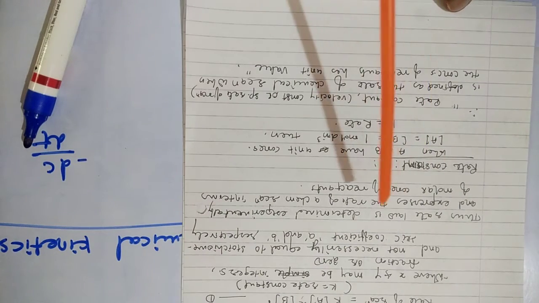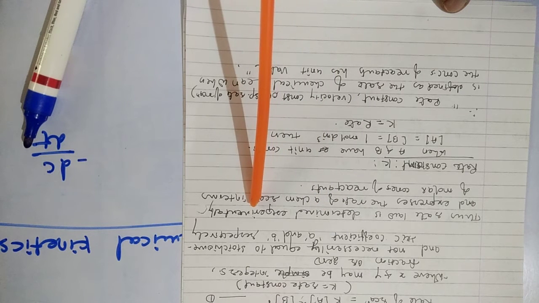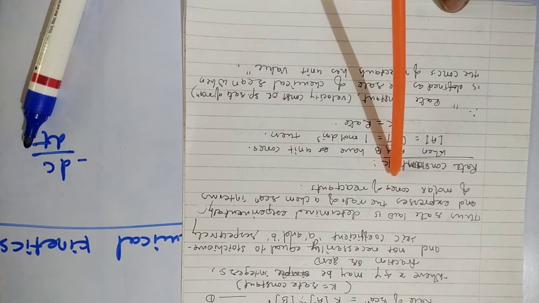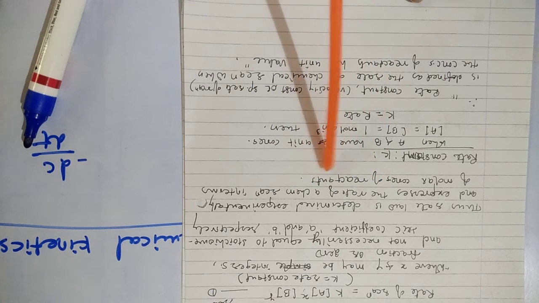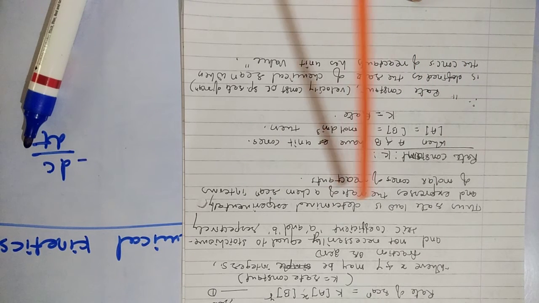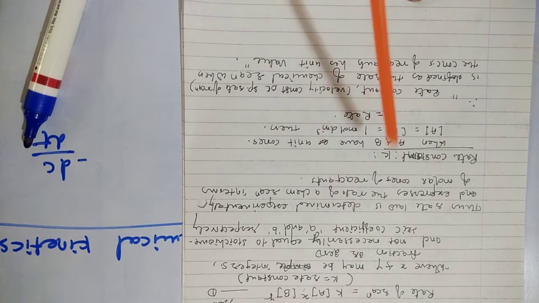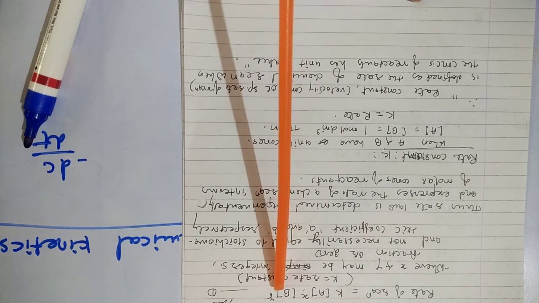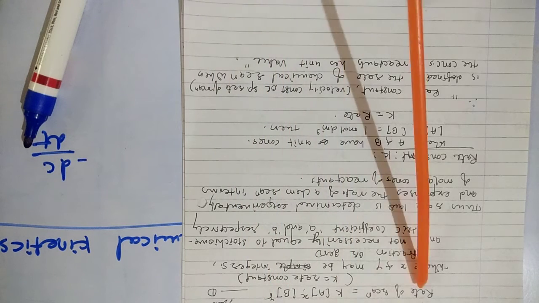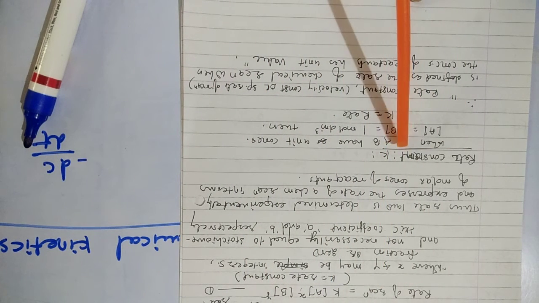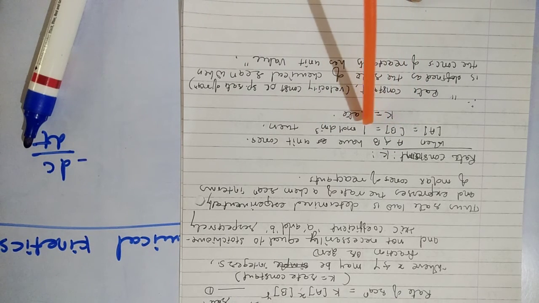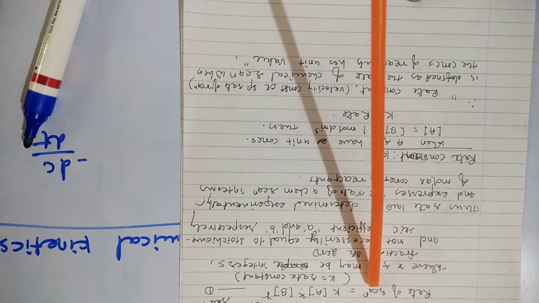Thus the rate law is determined experimentally, keep in mind, and expresses the rate of a chemical reaction in terms of the molar concentration of reactants. Here k is the rate constant. When A and B have unit concentration, that is [A] = [B] = 1 mole per dm cube, then k is equal to the rate of reaction.